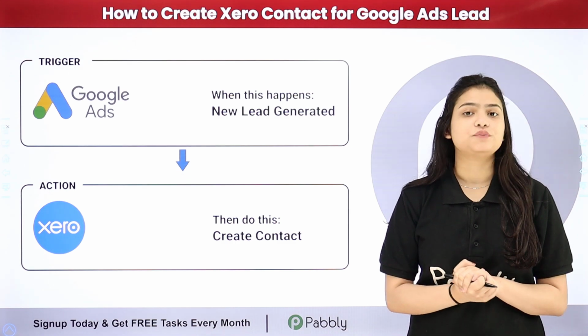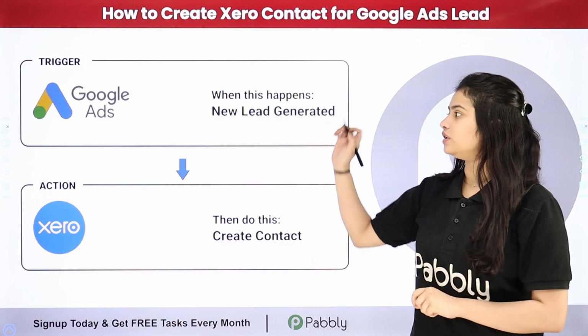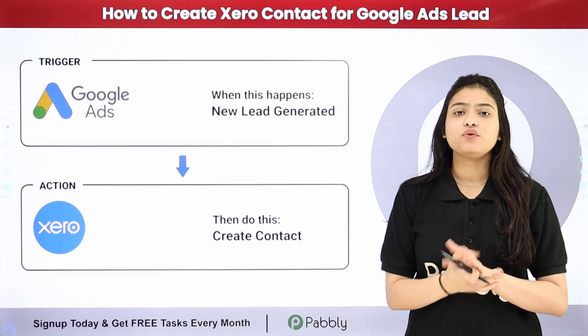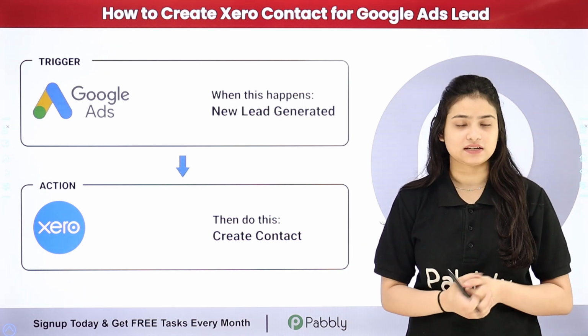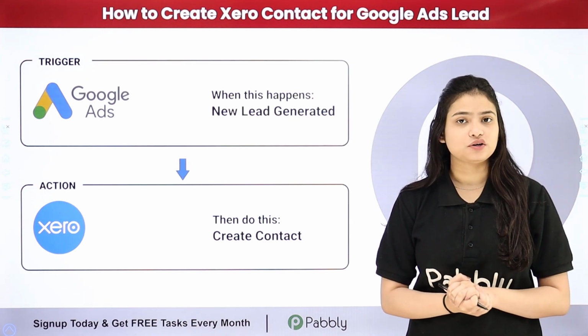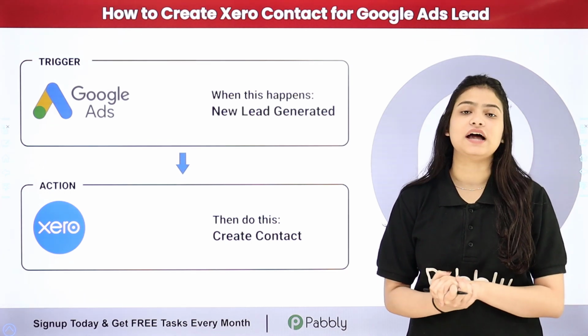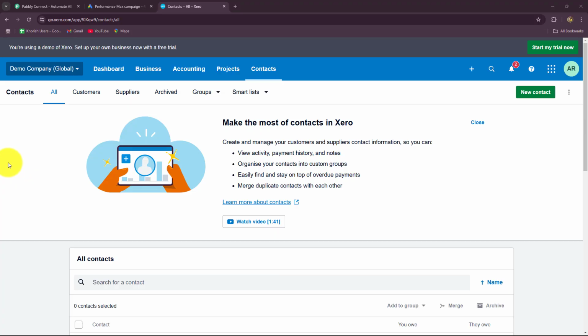To automate this entire process, I will have to set up the connection between Google Ads and Xero, and that we are going to do without any coding or programming skills, simply with the help of Pabbly Connect. So if you also want to learn this amazing automation step by step for your business, you have to come towards my screen. Welcome to my screen everyone.